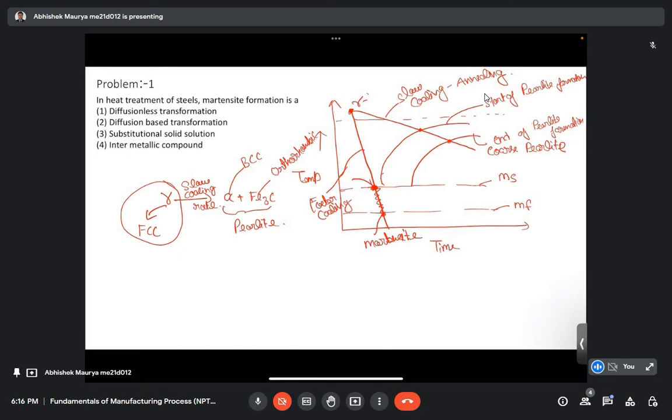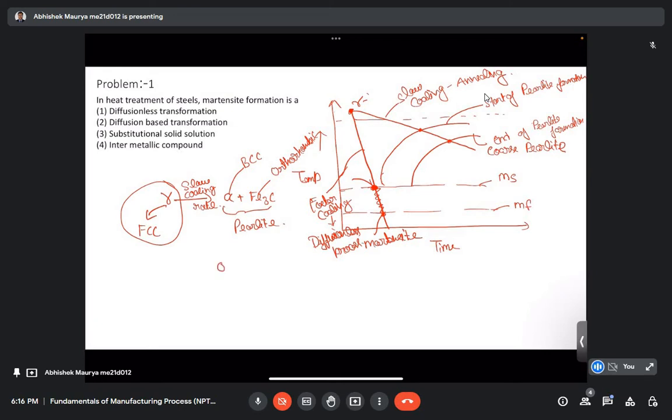Faster cooling means the material won't get sufficient time for diffusion to happen. That is a diffusionless process. What's the difference between a diffusionless process and a process with diffusion? We can understand it like this.